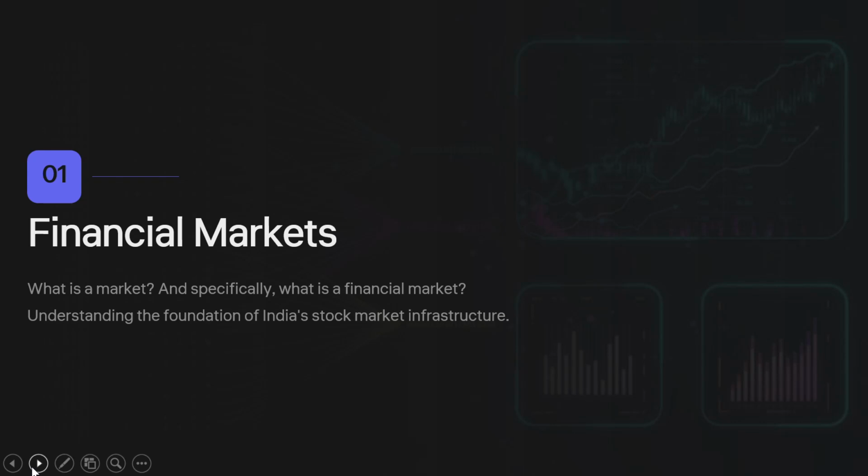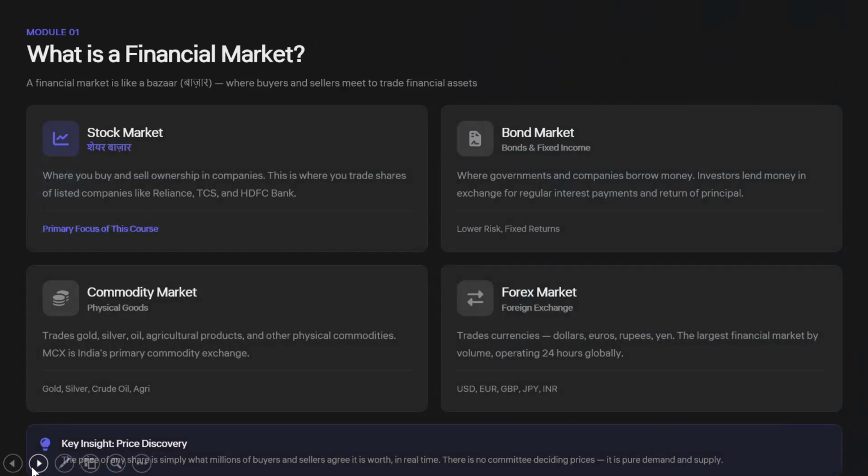Module 1 is financial markets. In this module, we answer one simple question. What is a market? And specifically, what is a financial market? Think of a financial market as a bazaar. Just like your local vegetable market, where buyers and sellers meet to trade vegetables, a financial market is where buyers and sellers meet to trade financial assets.